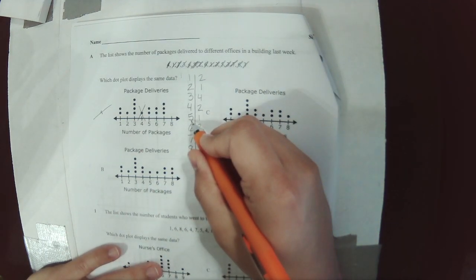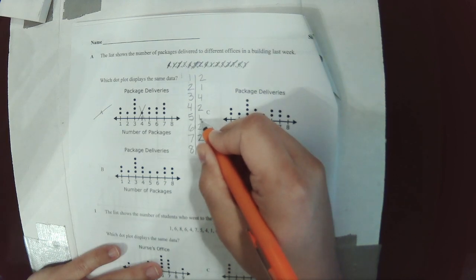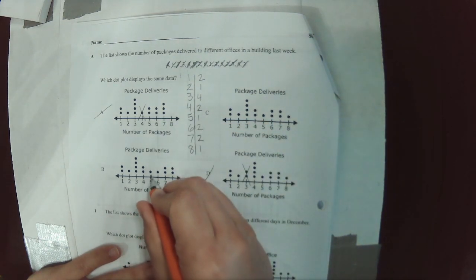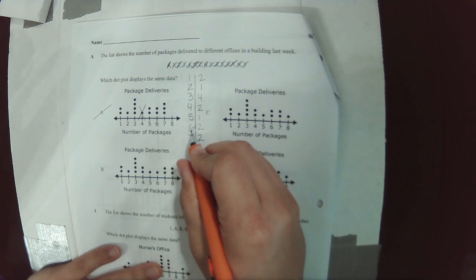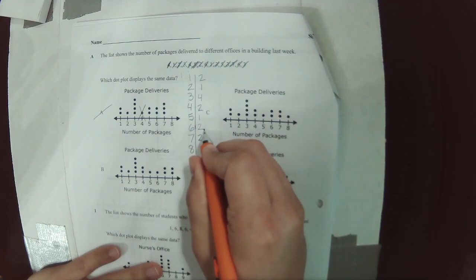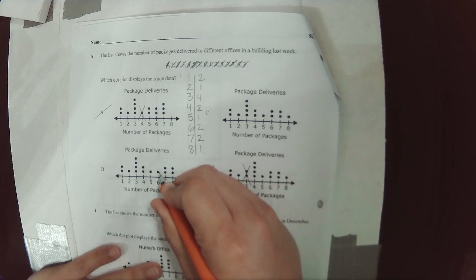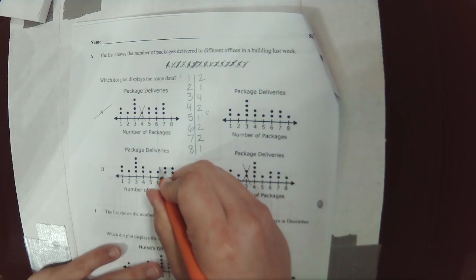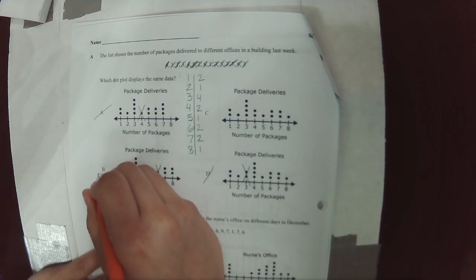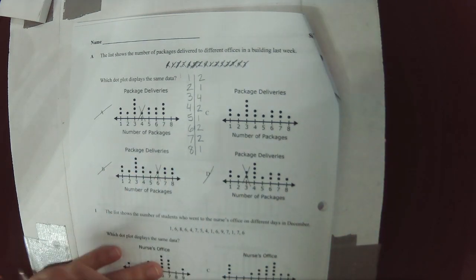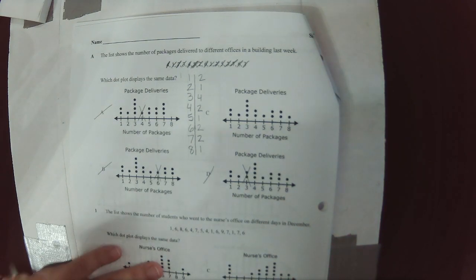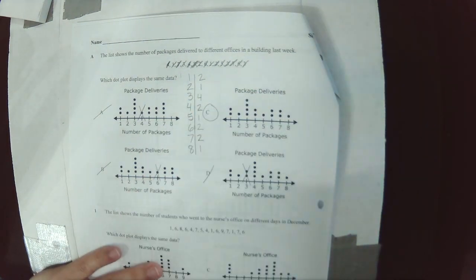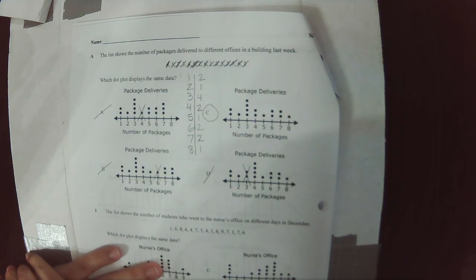Number 5 should have 1 dot. Both have 1 dot on the number 5. Okay. Number 6 should have 2 dots. Number 6 has 1 dot on one choice. I got rid of A, I got rid of B, and I got rid of D, which means that the correct answer has to be answer choice C.